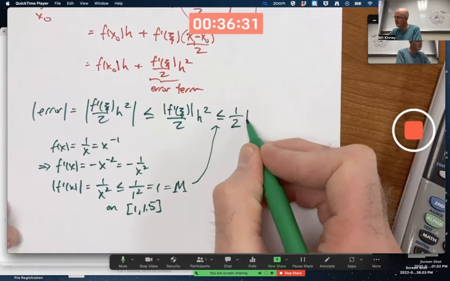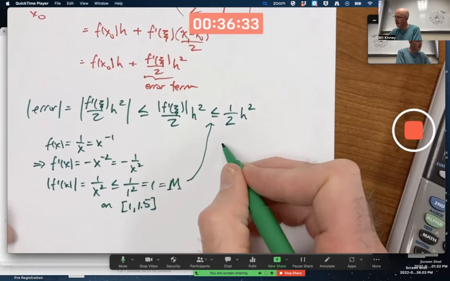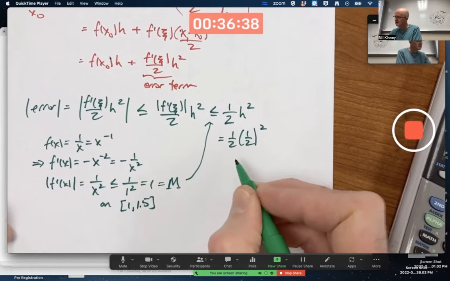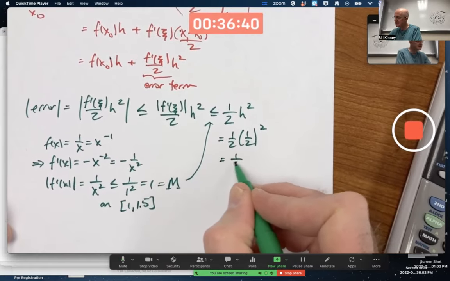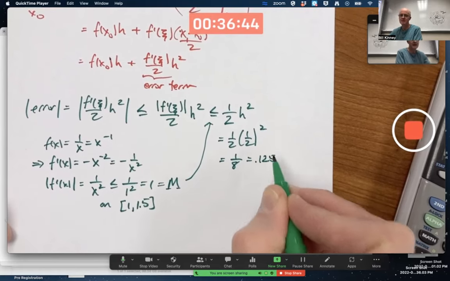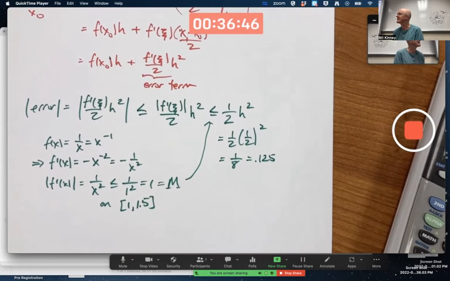So I get 1/2 times h squared. What is h for our problem? H is 1/2. So essentially, this derivation guarantees our error is less than 1/8 or 0.125 in absolute value, which it certainly is, because our error was negative 0.09. Its absolute value was positive 0.09. And it's going to work.